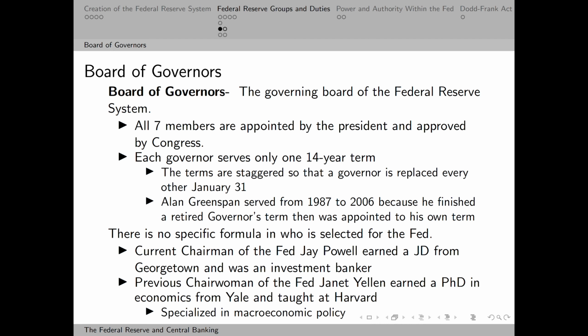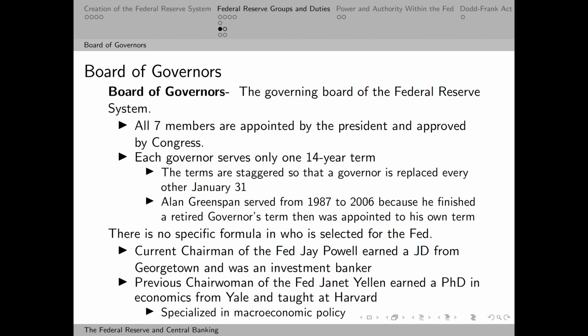Now, there are exceptions. For example, Alan Greenspan served as a governor from 1987 to 2006, and the reason why he was able to do so was because he was first filling in for a retired governor, and then he was appointed specifically to his own term.